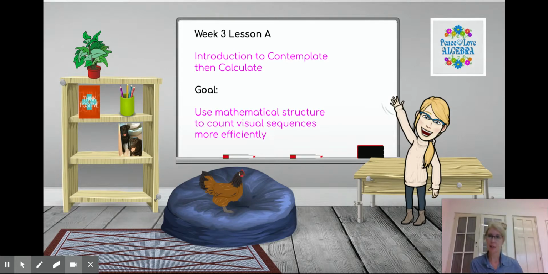You've already tried this a little bit with me when I asked you to do the coin problem last week in Lesson B. So it's a similar activity where I'm going to have you look at some pictures and tell me what you notice. Our goal? Use mathematical structure to count visual sequences more efficiently. So we're introducing you to sequences and rate of change.